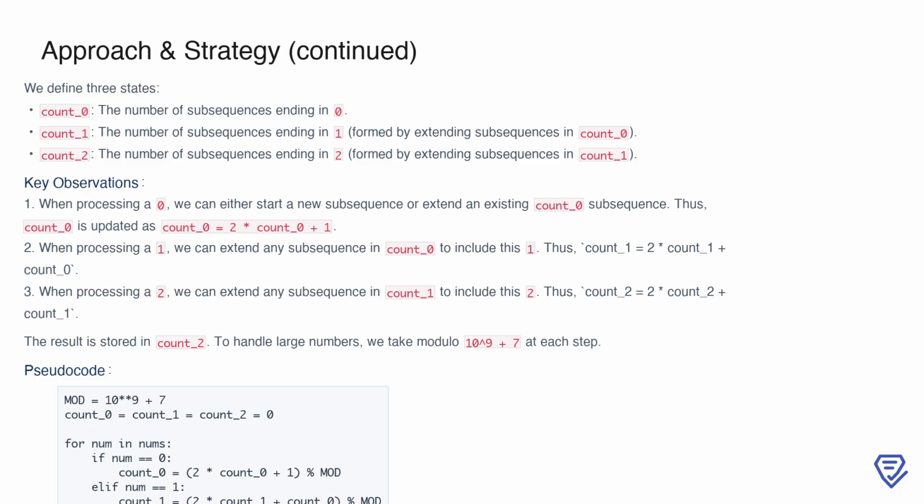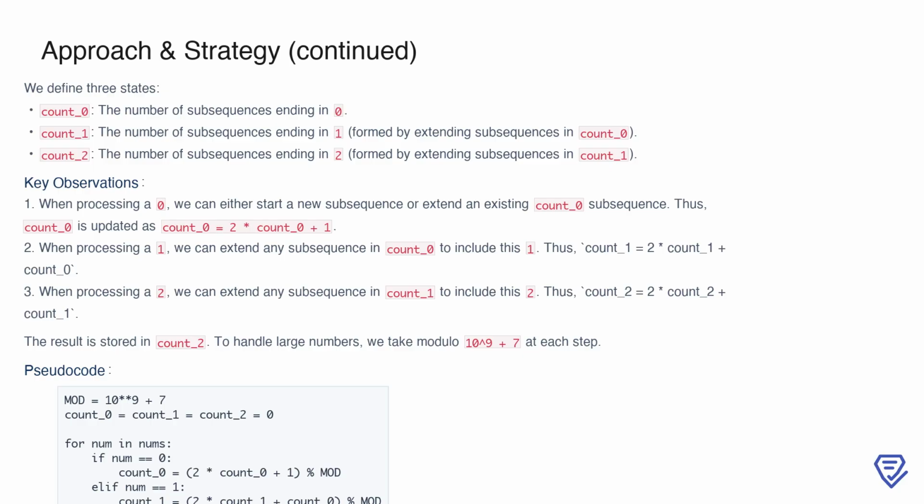The transitions between these states follow specific rules. When encountering a 0, it can either start a new subsequence or extend an existing one ending in 0, so count_0 is updated as 2 times itself plus 1. For a 1, it can extend any subsequence in count_0, so count_1 becomes 2 times itself plus count_0. Similarly, for a 2, it can extend any subsequence in count_1, so count_2 becomes 2 times itself plus count_1.